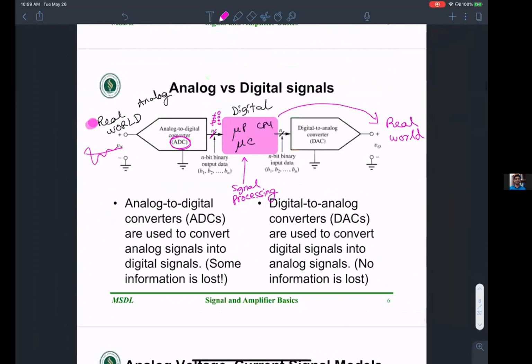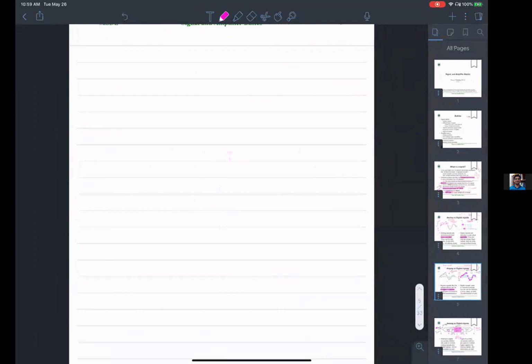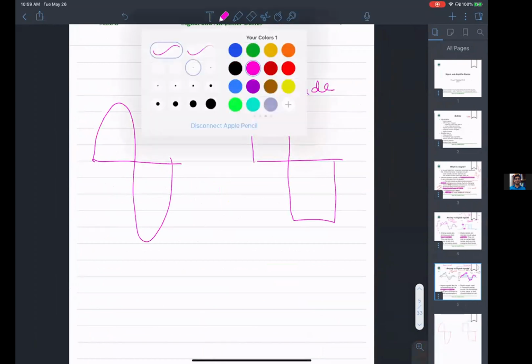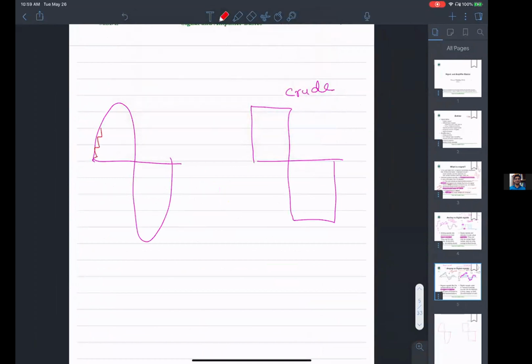One thing you want to understand, and let me make just one page here. If you have an analog signal that looks like this, and you want to represent it using a digital signal with just two levels, that's a very crude approximation. Instead, if you can express this using a digital signal that has more levels, then this is a better approximation.